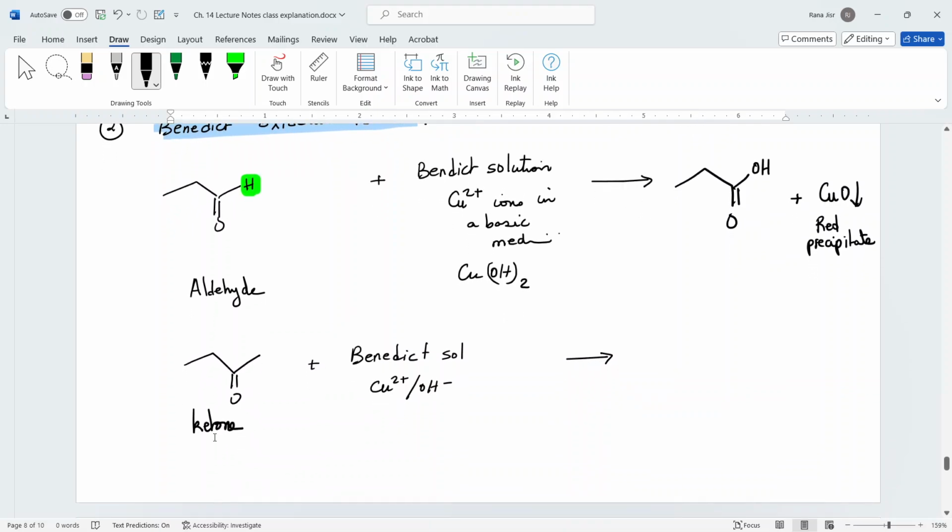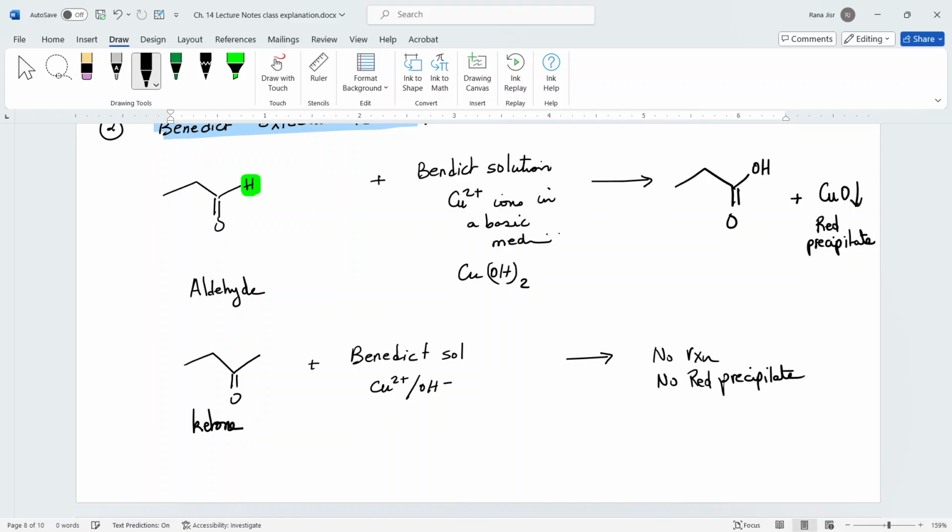Ketones, they will show no reaction with the Benedict solution because there is no additional hydrogen on the carbonyl to get oxidized. So you will see no reaction. You will see no red precipitate.